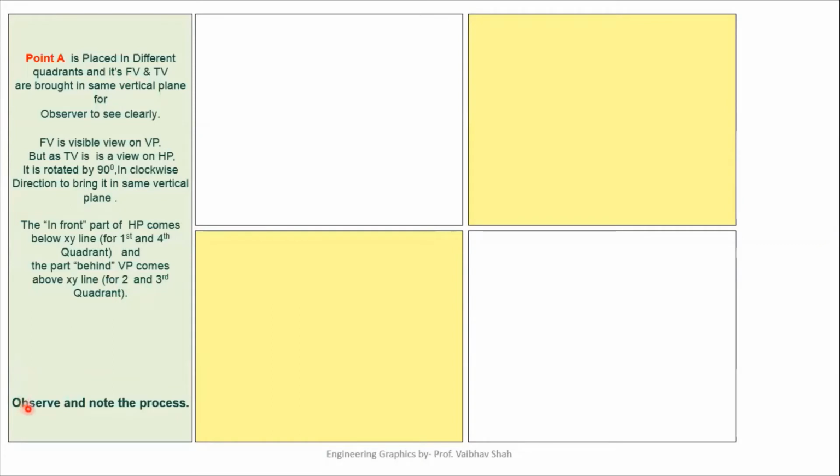So let us observe and note the process. So let us start. Now we'll be talking about the first quadrant first. As you can see, this is our first quadrant. So our point A is now in the first quadrant. Let us take this point A here.